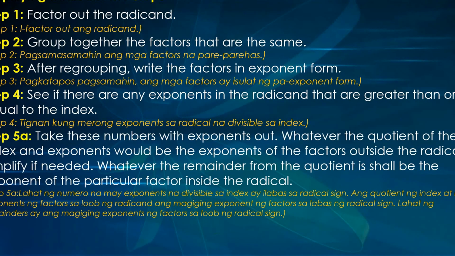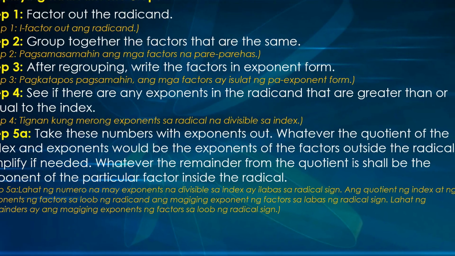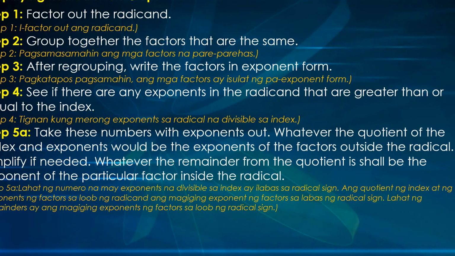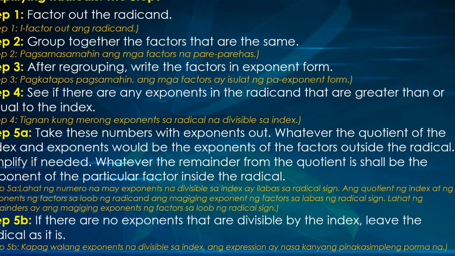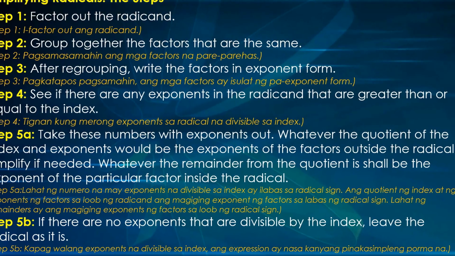Step 5a. You take these numbers with the exponents out. Whatever the quotient of the exponent and the index would be is the exponent of the factors outside the radical. Simplify if needed. Whatever the remainder from the quotient is shall be the exponent of the particular factor inside the radical. And for the last step, if there are no exponents that are divisible by the index, leave the radical as it is.